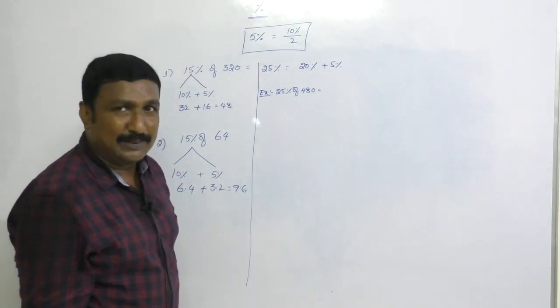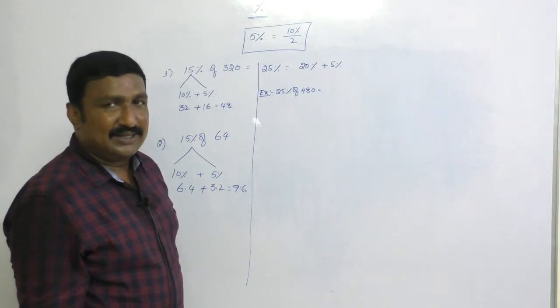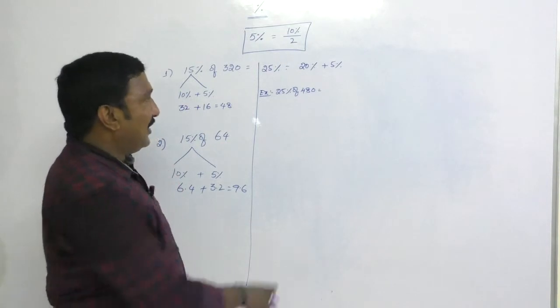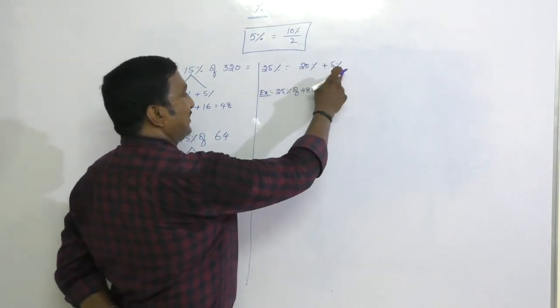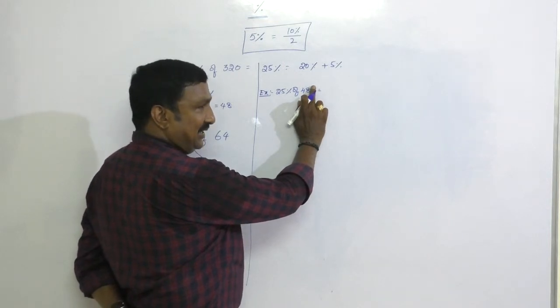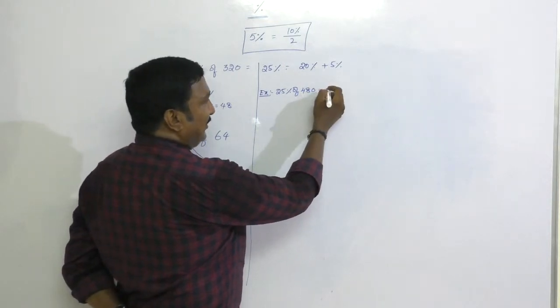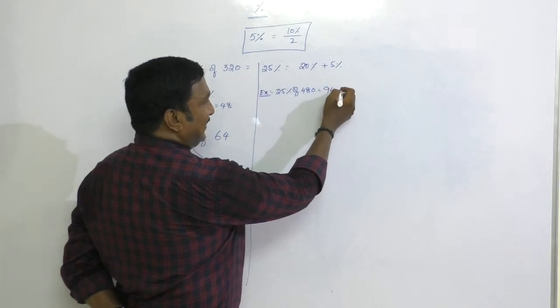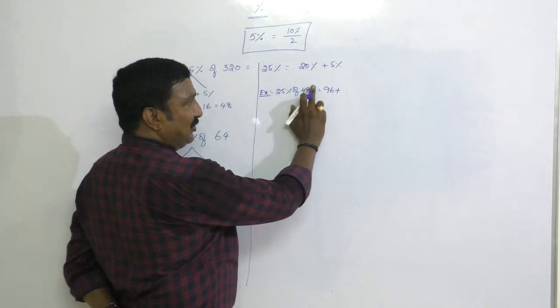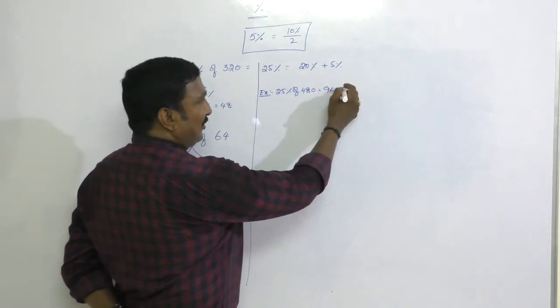So how to calculate 25% of 480? First calculate the 10%, then 20%, then 5%. Or directly, 25% means 1 by 4, you can divide. But here we can apply this formula, 20% plus 5%. What is the 10%? 10% is nothing but 48. 2 times 48 is nothing but how much will come? 96. Plus 5%. 5% means 10% is equal to 48. Half of 48 is equal to how much?